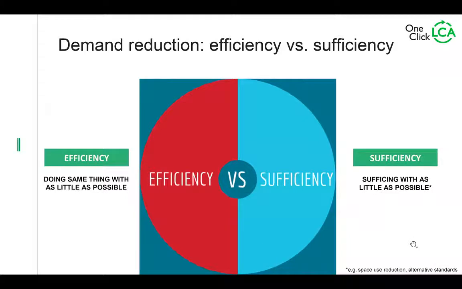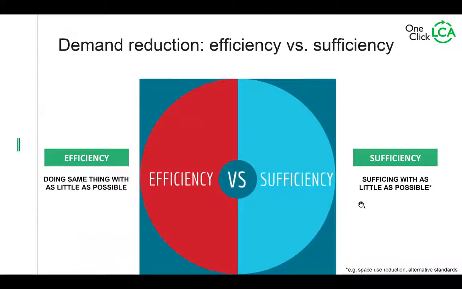Finally, when we talk about the demand reduction, there's 2 ways to think about it. Doing the same thing with as little as possible. So that's efficiency. And the second thing is sufficiency. So sufficing with as little as possible.